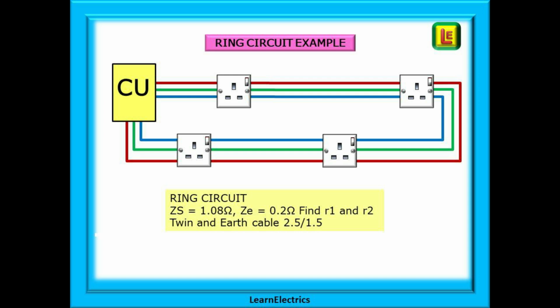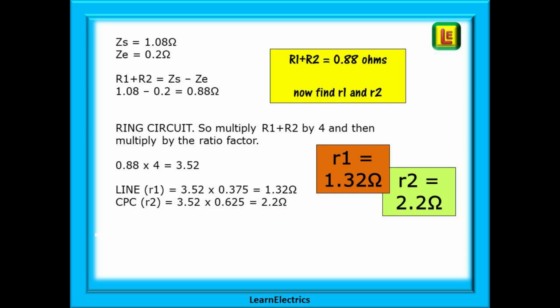We will stay with 2.5, 1.5 twin and earth, and the ZS this time will be 1.08 ohms and ZE is 0.2 ohms. ZS minus ZE will give us R1 plus R2. So 1.08 minus 0.2 equals 0.88 ohms. This is a ring circuit, so multiply 0.88 by 4 and we have 3.52 ohms. And now, for little r1, we can multiply 3.52 by 0.375 for an answer of 1.32 ohms. The little r2 value is 3.52 multiplied by 0.625, which is 2.2 ohms.